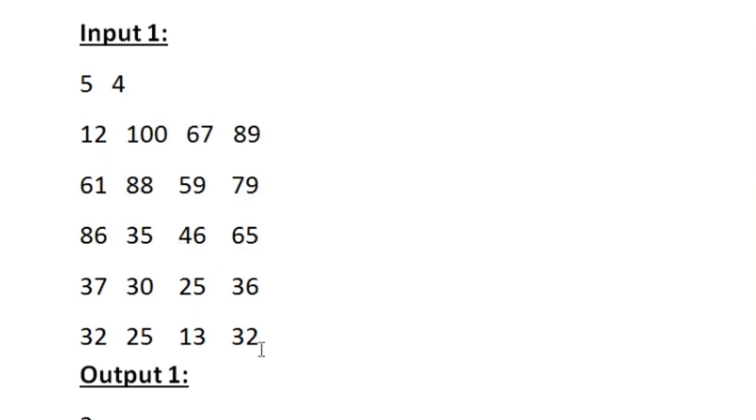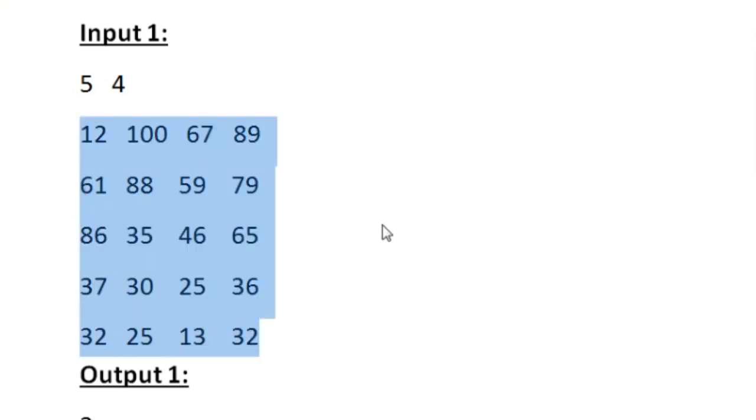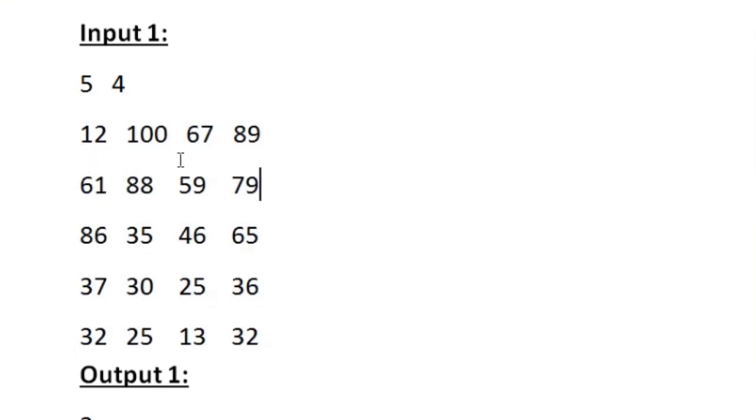So to do that, we will be traversing through every column present in the matrix. So let us start from our first column. In the first column, the first value is 12 and the next value is 61. So it is not in descending order. So the first column is not a valid one. So we are moving to the next column.